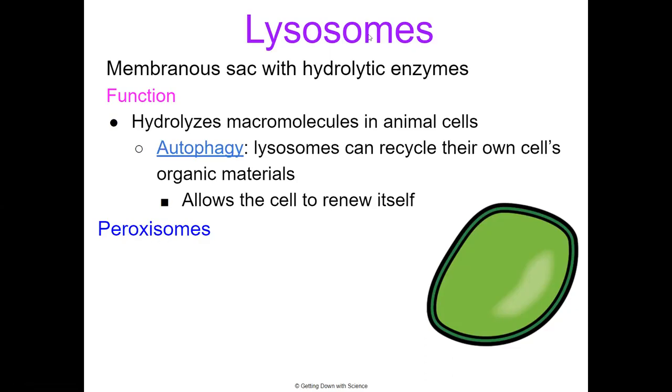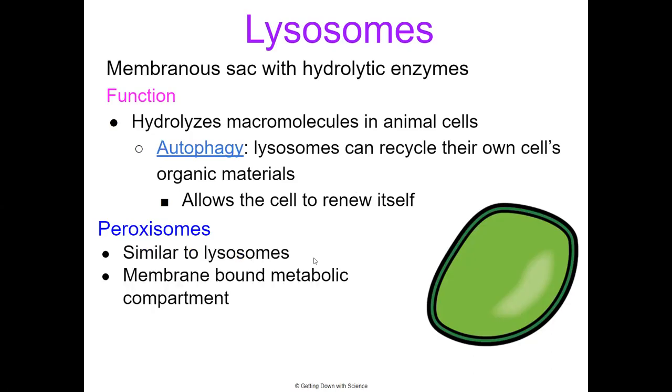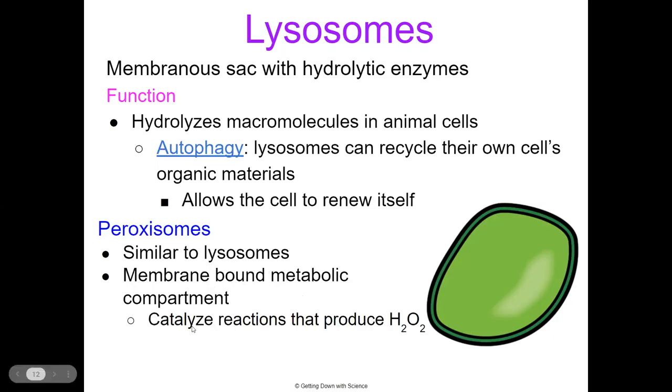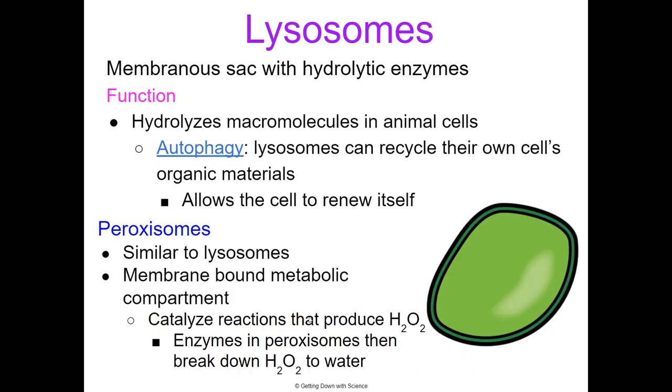Peroxisomes are kind of a specific type of lysosome, so it's like a subcategory. And they're really similar, but these specific compartments will actually catalyze reactions that produce hydrogen peroxide, H2O2. And so they have a specific enzyme, catalase, that breaks down hydrogen peroxide into water. So it's just like a specific type of lysosome because it has a specific type of enzyme in it.